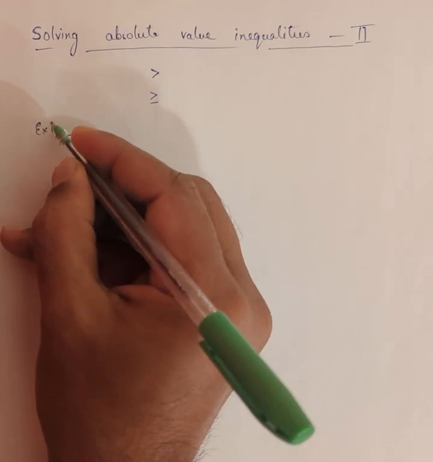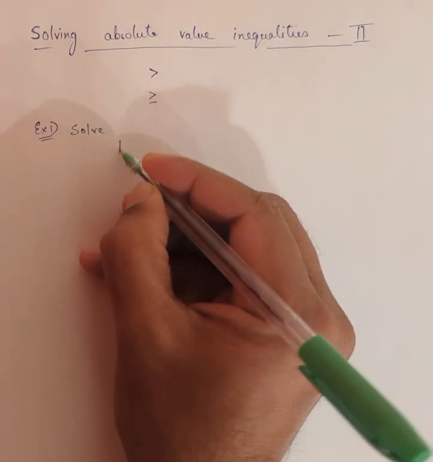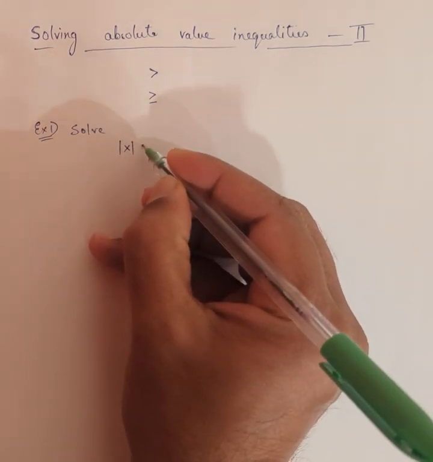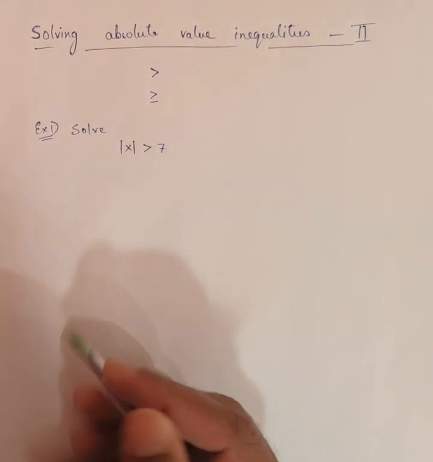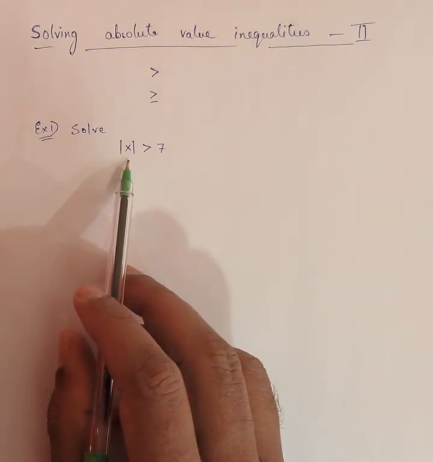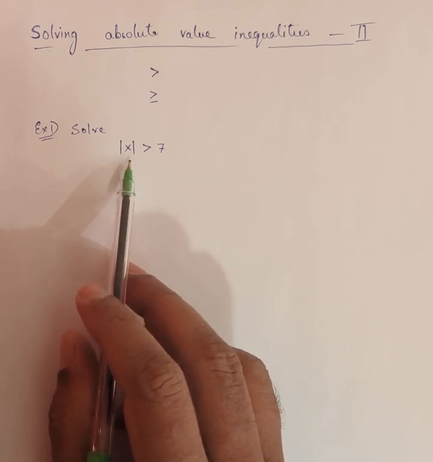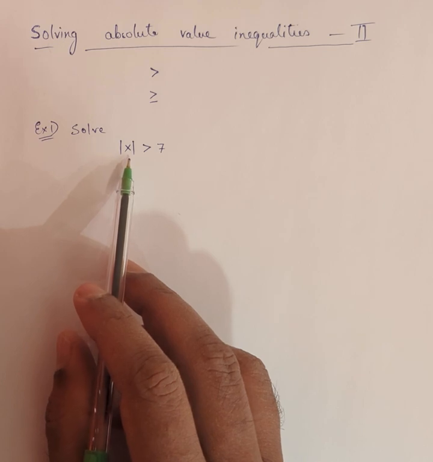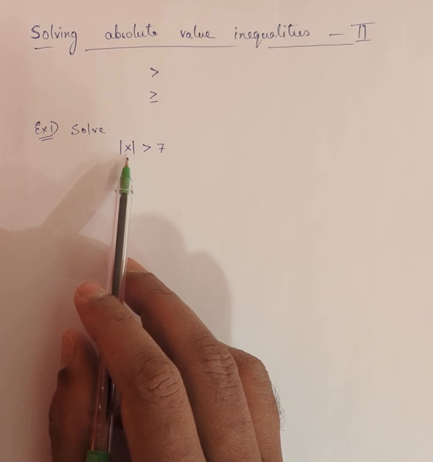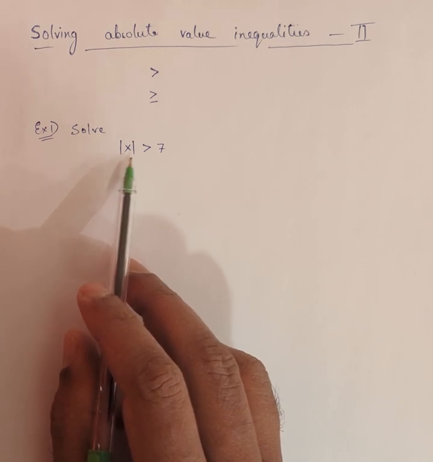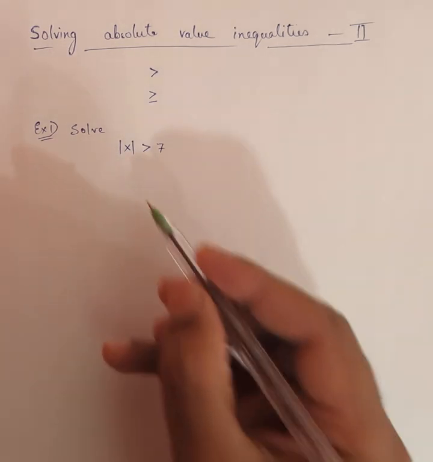Example 1, solve absolute value of x greater than 7. To answer this question, I want to read the problem and notice that I'm looking for all those x's, or all those numbers, whose absolute value or distance from 0 is more than 7.